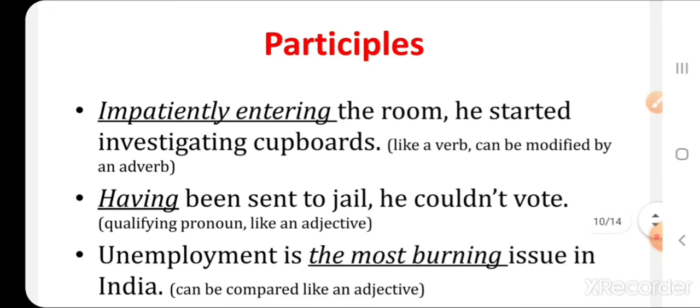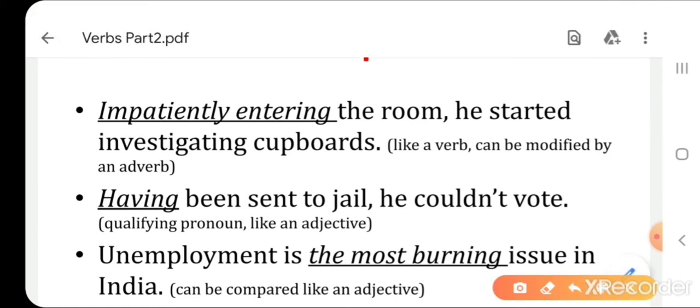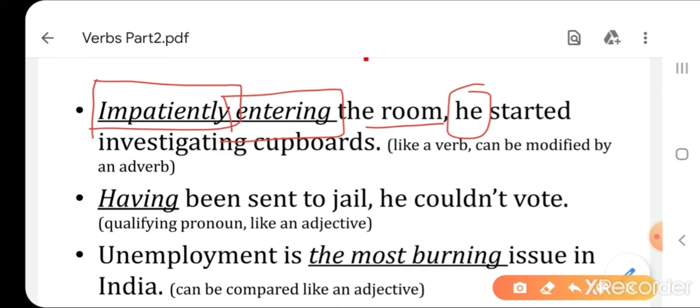Now, the next example is, impatiently entering the room, he started investigating cupboards. Now, here, entering is a participle, ing is used. Also, it is qualifying a noun or pronoun, so it is an adjective. It is a verb, enter, which is taking an object, but again, it is modified by an adverb, impatiently. So they can be modified by an adverb.